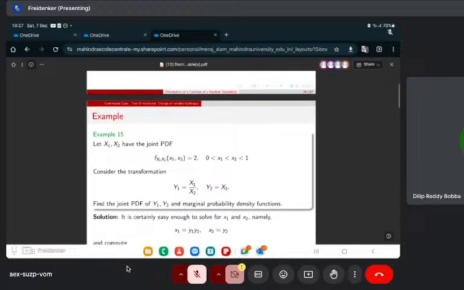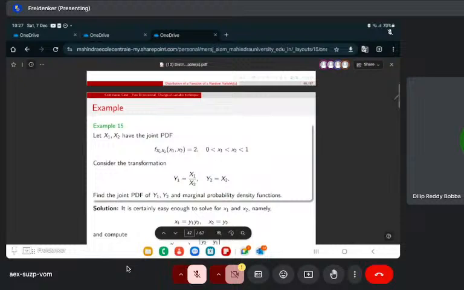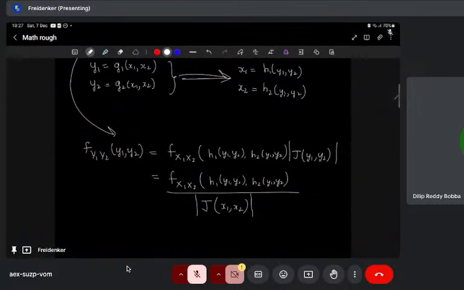So if you rearrange, like if you solve for x1 and x2, you will get something. So you will get x1 in terms of y1 and y2. You will get x2 also in terms of y1 and y2. So here the h1 of y1 y2 is y1 into y2, and the h2 of y1 comma y2 is just y2. I'm talking in terms of this one.